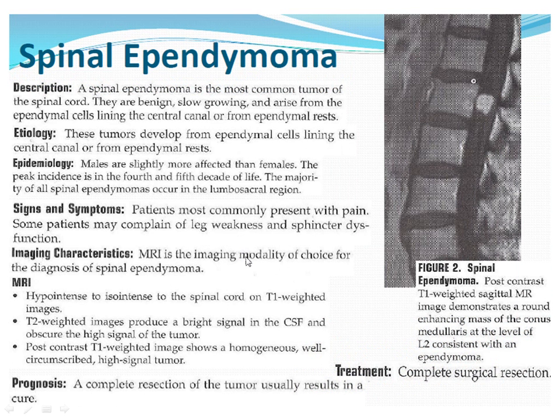So here's a spinal ependymoma, and this is a benign tumor as well, but of course anything in the spinal canal is not totally benign because it can take up room and cause compression of the cord or of the nerve roots. They develop from the ependymal cells lining the canal or from ependymal rests. It's a little bit more common in males. So the patients may have any kind of neurologic symptoms or pain symptoms, weakness, sphincter dysfunction.